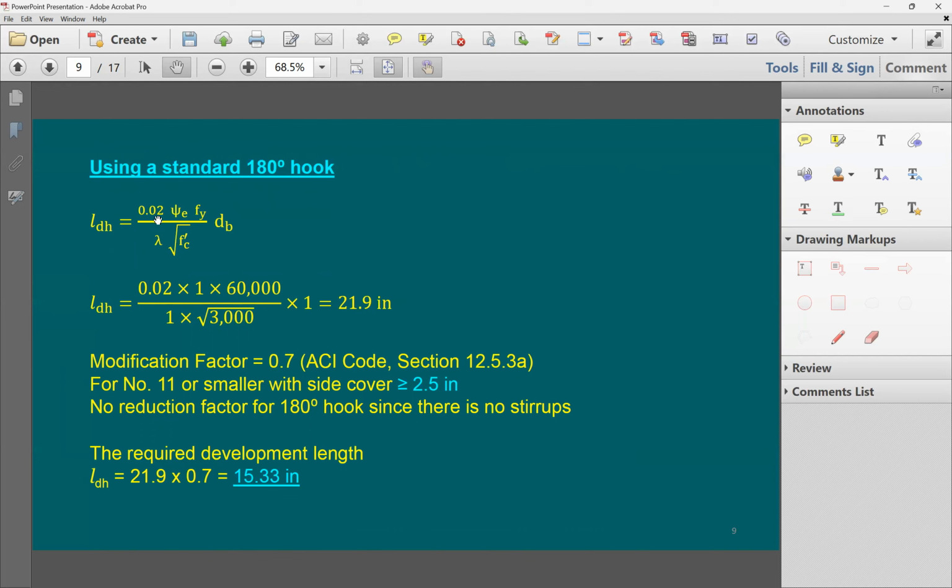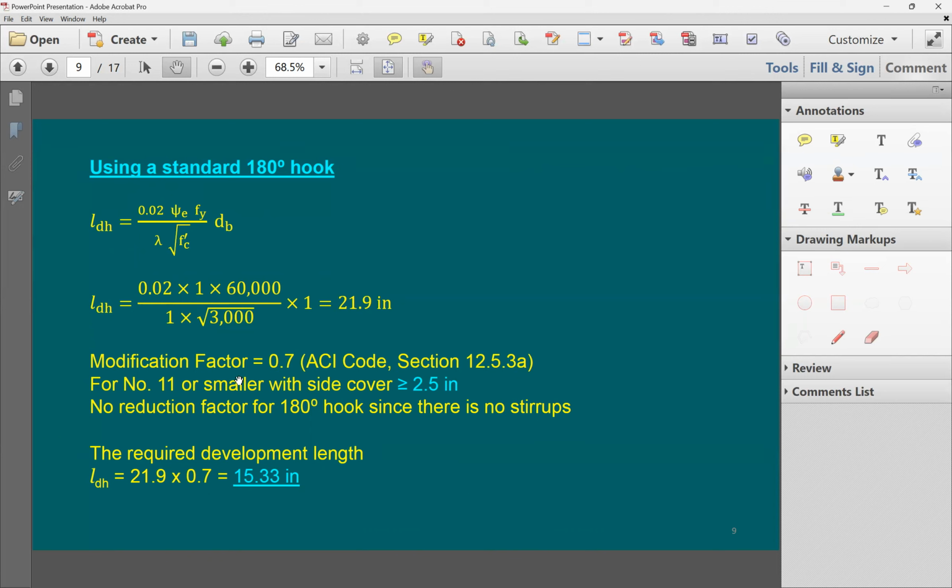LDH is 0.02 times psi sub E, with no epoxy it is going to be 1.0. F sub Y is also 60,000 psi. Square root of 3,000 psi times 1, with a number 8 bar. I need 21.9. You can see this is very close to the 24 inch. So I have here some factors that I can use.